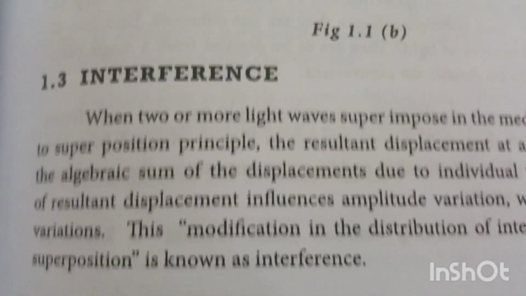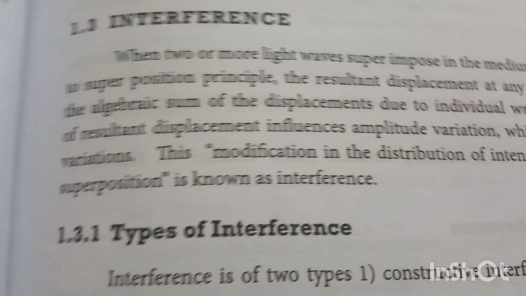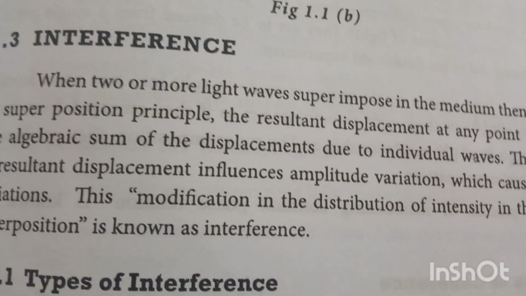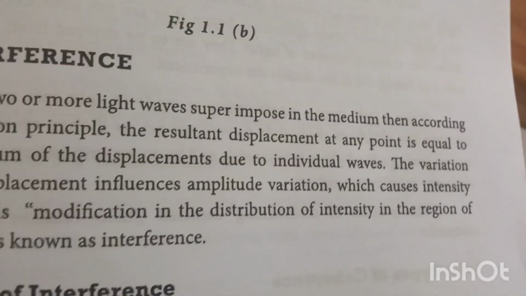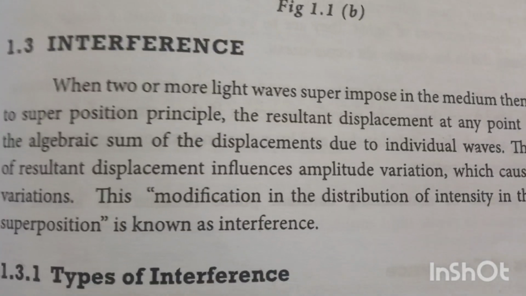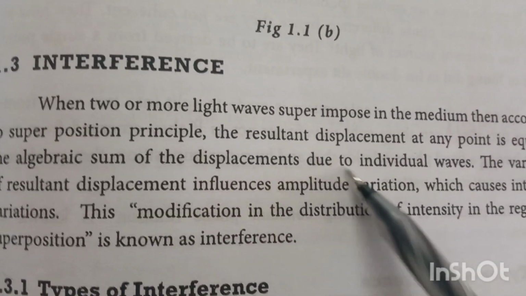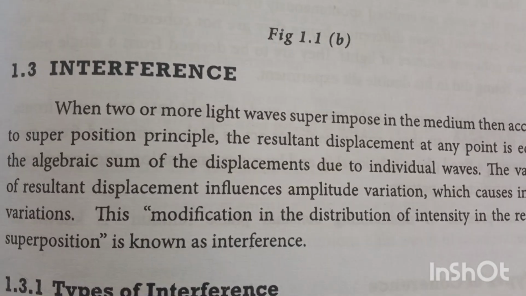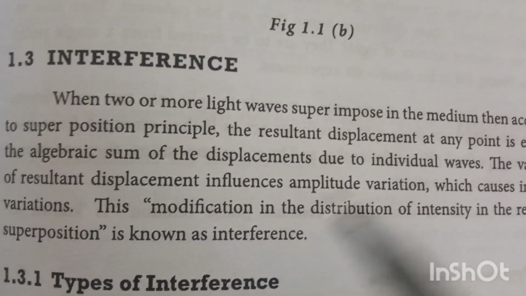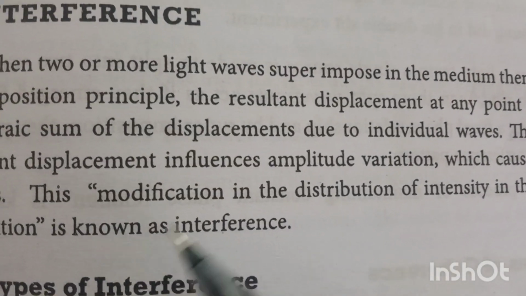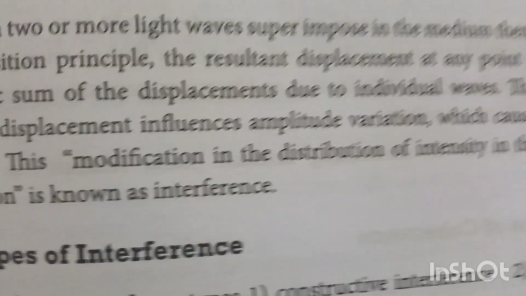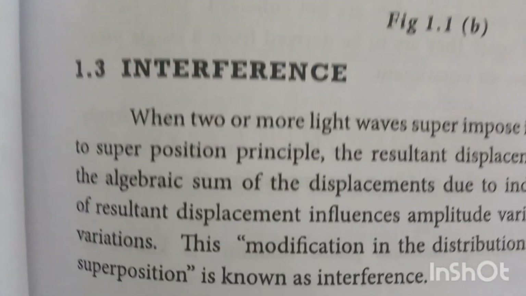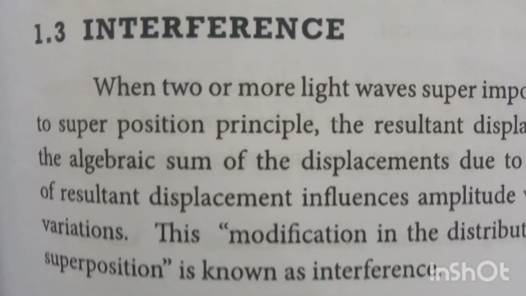So generally, interference means that when two or more light waves are superimposed in a medium, then according to the superposition principle, the resultant displacement at any point is equal to the algebraic sum of the displacements of the individual waves. Algebraic sum of displacements means either sum or difference. Mainly, interference means the modification in the distribution of intensity. The modification in the distribution of the intensity in the region of superposition is known as interference.